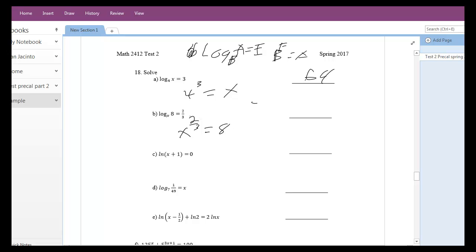8. What kind of power is this? You could raise this to the 3 over 2 and kill it, but I'm going to simply say I know it's a cube root, and x squared equals what? 8. We're going to raise this to the what power first? 3. To get rid of the cube root, I have x squared equals 8 to the 3. Now I'm going to take the square root.